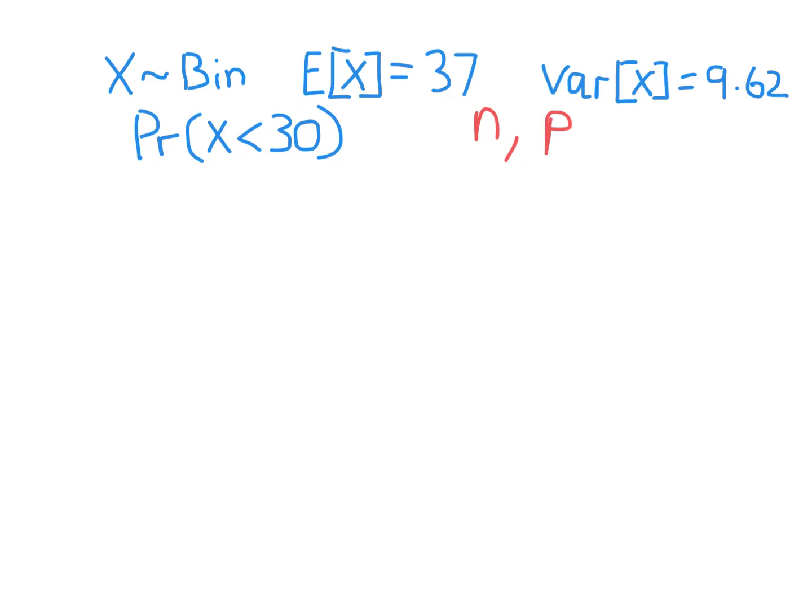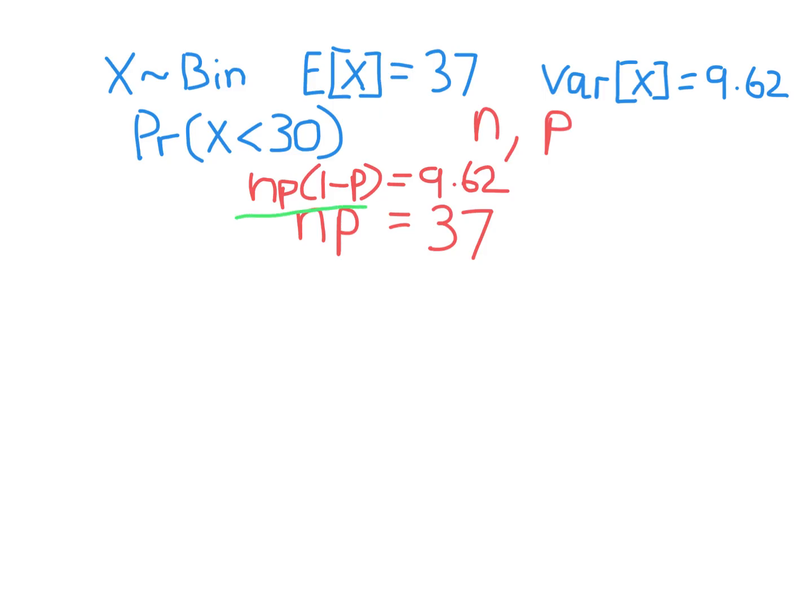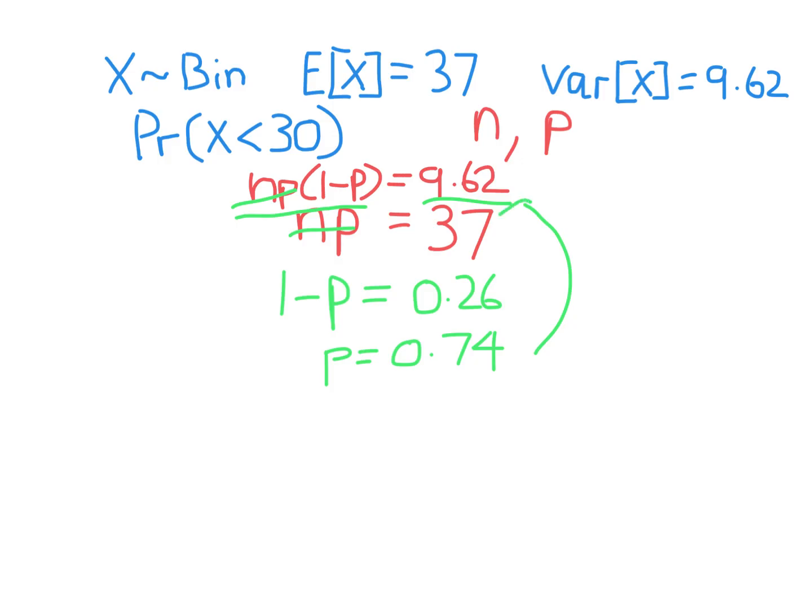Now we know the expected value of a binomial distribution is np. We're told that equals 37. The variance is always np times 1 minus p. We're told that the variance here is 9.62. So how do I solve these to recover n and p? Well, I can divide the bottom equation by the top, so the n's and p's cancel out. I'm left with, on the left-hand side, 1 minus p. On the right-hand side, 9.62 divided by 37 is 0.26. We can solve that easily and find that p is 0.74. That, of course, means if I substitute back up into this one, n will be 37 divided by 0.74, which is 50.